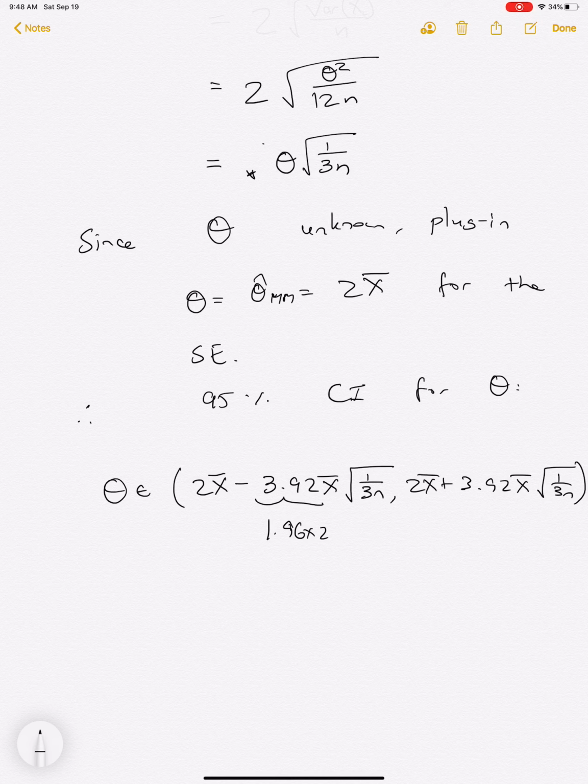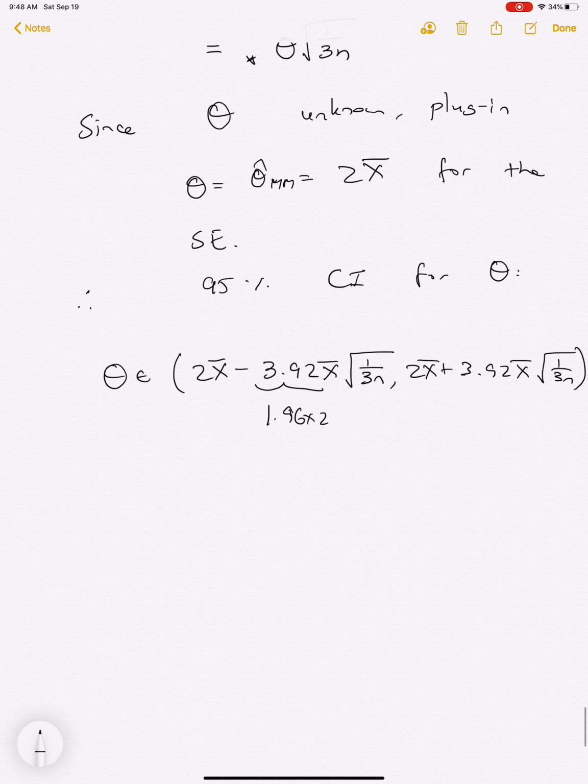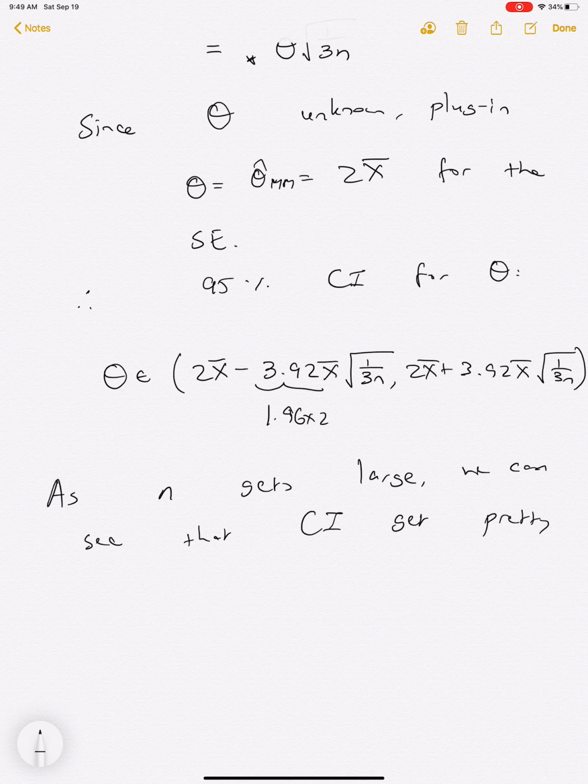Okay, and so we've again used the general approach of finding the z-score and then calculating the standard error to find a good confidence interval. And as you can see, as n gets large, we can see that confidence intervals get pretty small. So this is exactly what we want. Okay.